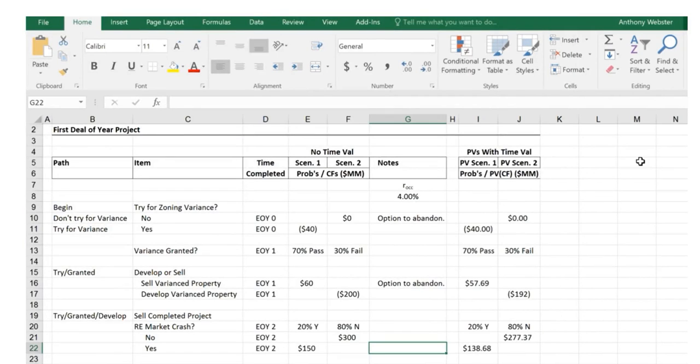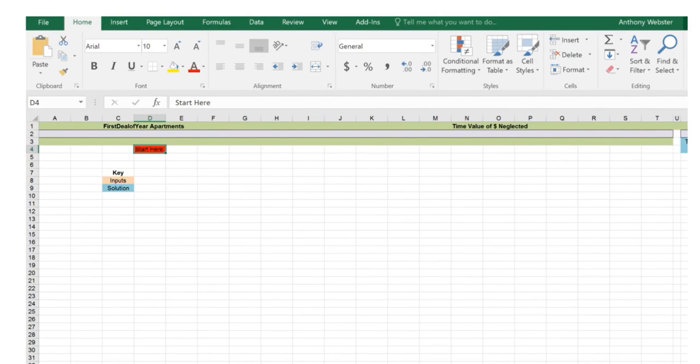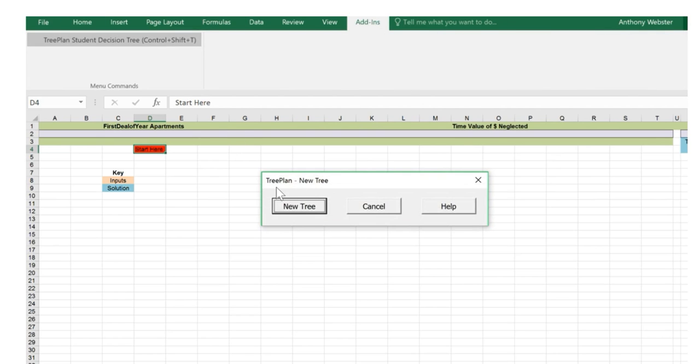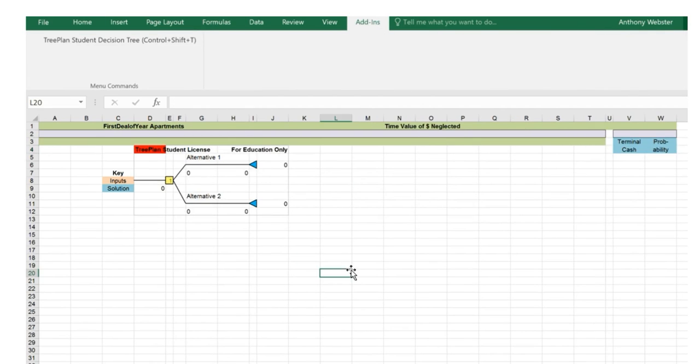Let me jump over to the spreadsheet. You see I've got my futures table here. I've got build tree here too, just so I can build this tree without messing up my template build tree sheet. So what am I going to do? I'm going to put myself in D4 where it says start here, and I'm going to go up to add-ins, TreePlan student version, and say new tree.